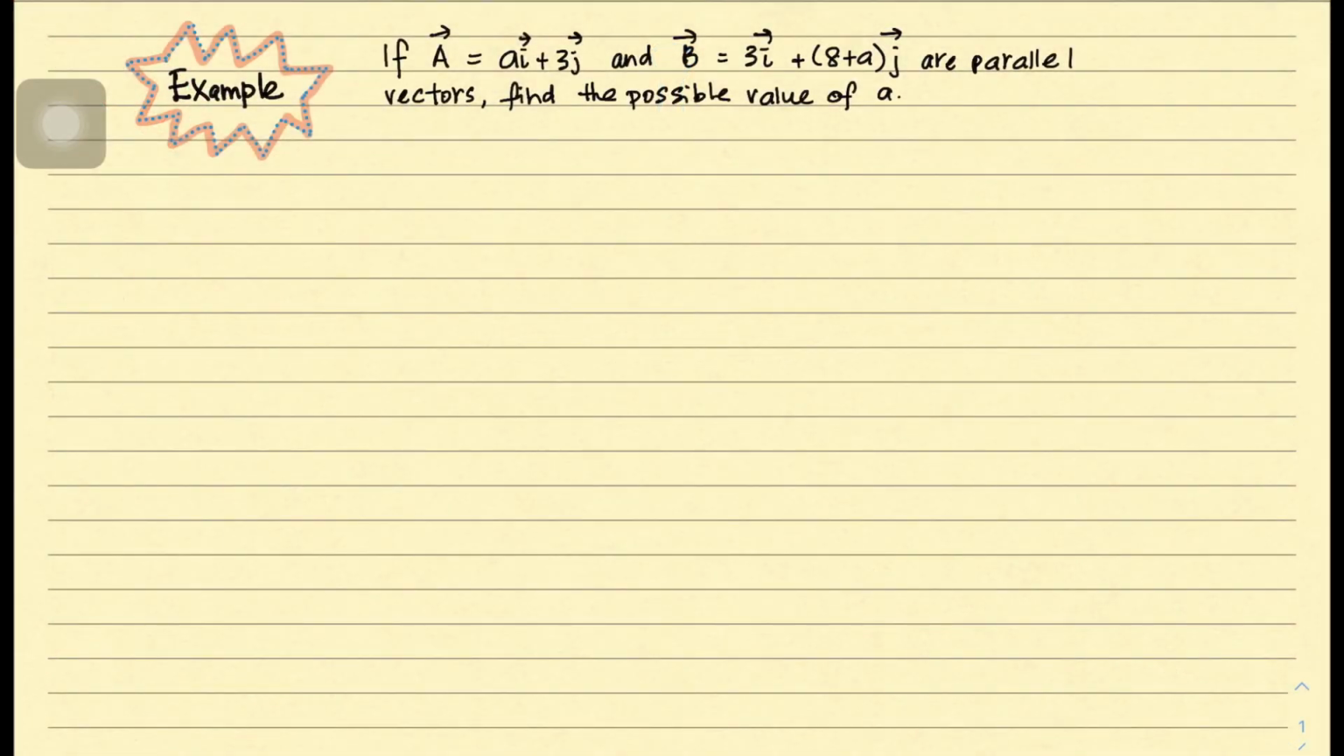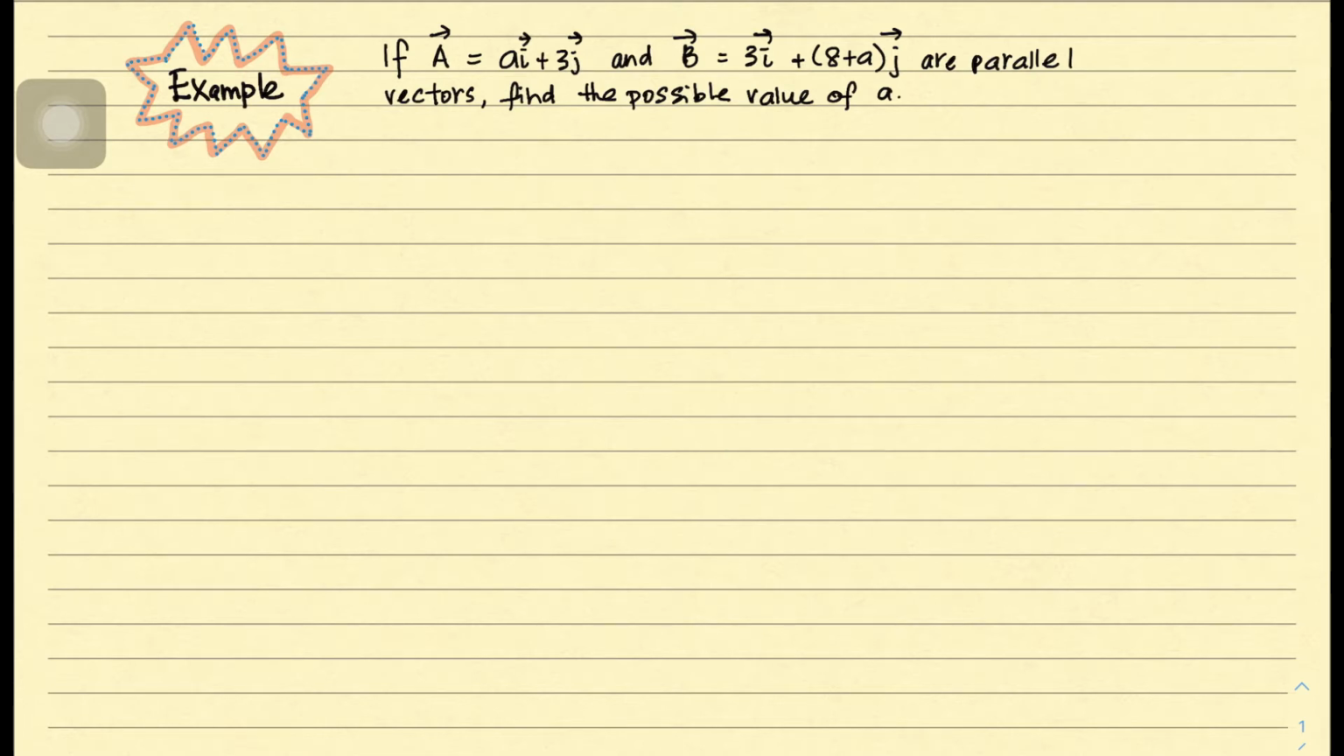Okay class, so let's say example here, if vector A equal to AI plus 3J and vector B equal to 3I plus 8 plus AJ are parallel vectors, find the possible value of A. Okay, so now what is the meaning of parallel vector?